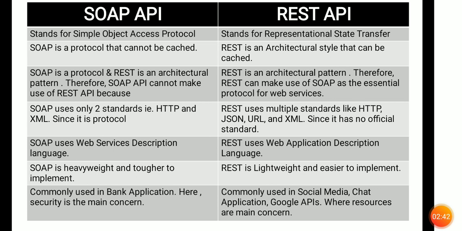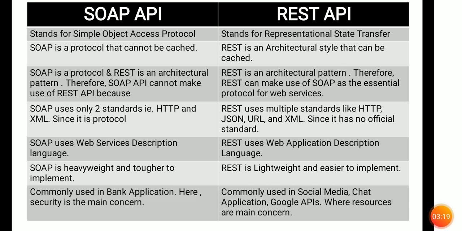REST API is an architectural pattern, therefore REST can make use of SOAP as the essential protocol for web service. SOAP uses only two standards, that is HTTP and XML, since it is a protocol, whereas REST uses multiple standards like HTTP, JSON, URL, and XML, since it has no official standards. SOAP uses Web Service Description Language, that is WSDL. REST uses Web Application Description Language.